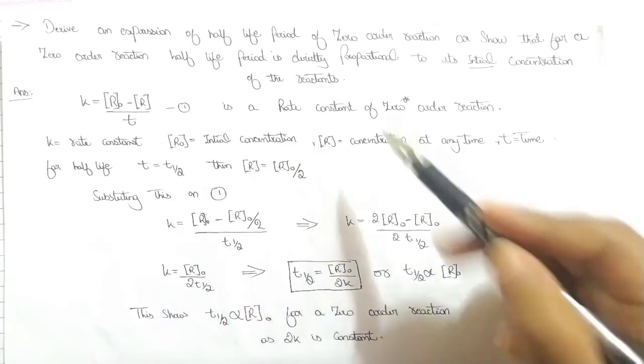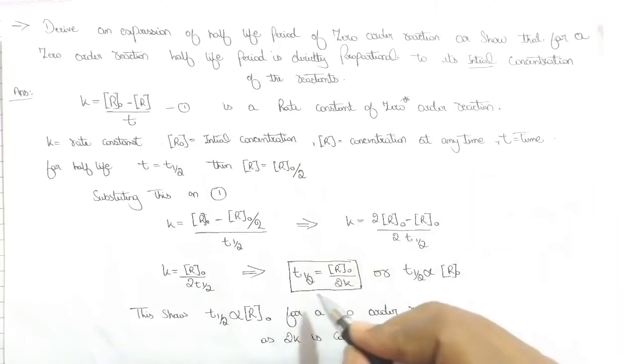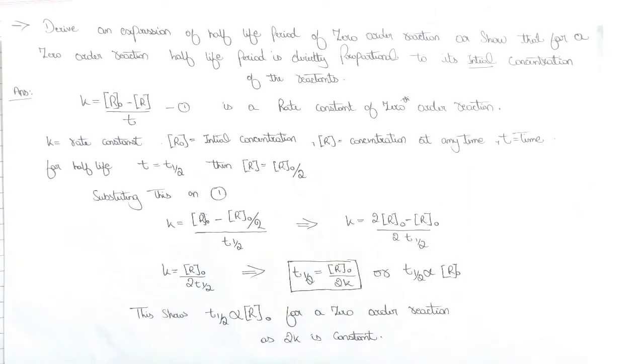Now as we need the half-life time period, we are taking t half to the LHS and bringing k to the denominator. We will get t half is equal to the initial concentration over 2 times the rate constant.